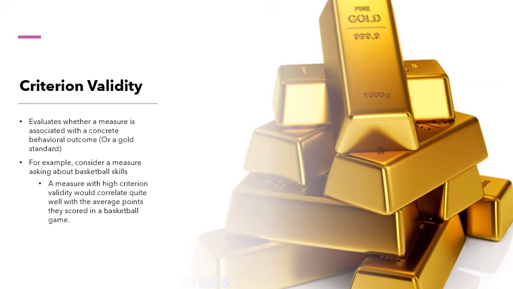So, if your basketball skills are very well and you're an offensive player, you would be expected to be scoring a lot of points. So a measure with high criterion validity will correlate quite well with that. So if I'm asking you questions about your basketball skills and you say, I'm really good at basketball, I score a lot of points in the game, oftentimes have control of the ball, then that would indicate that you're likely to score a lot more points, which would be the gold standard in this case. There's other things where other measures are considered to have higher criterion validity based on how they relate to other measures.